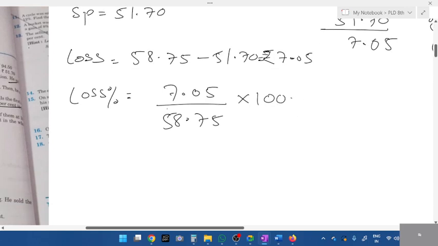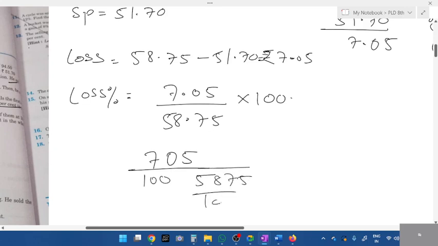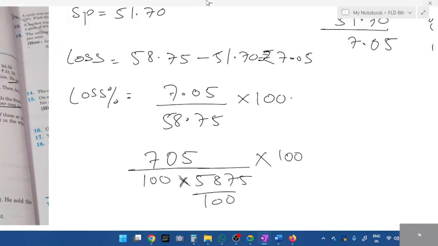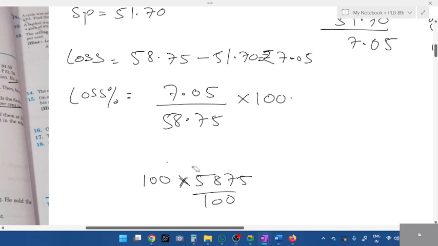Both have decimal. How do you remove decimal from 7.05? Write it as 705 divided by 100. For 58.75, 5875 divided by 100. In between 100 and 5875, just put a multiplication sign. Which two gets cancelled? 100 and 100 cancel. If you're getting confused, just imagine like this, students. Imagine there are no numbers. Now tell me this calculation, which one will get cancelled? 100 and 100. That's it.